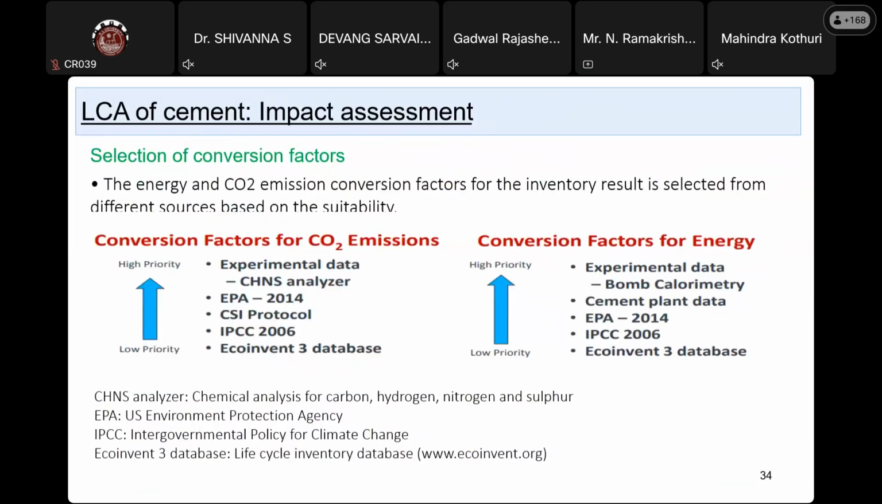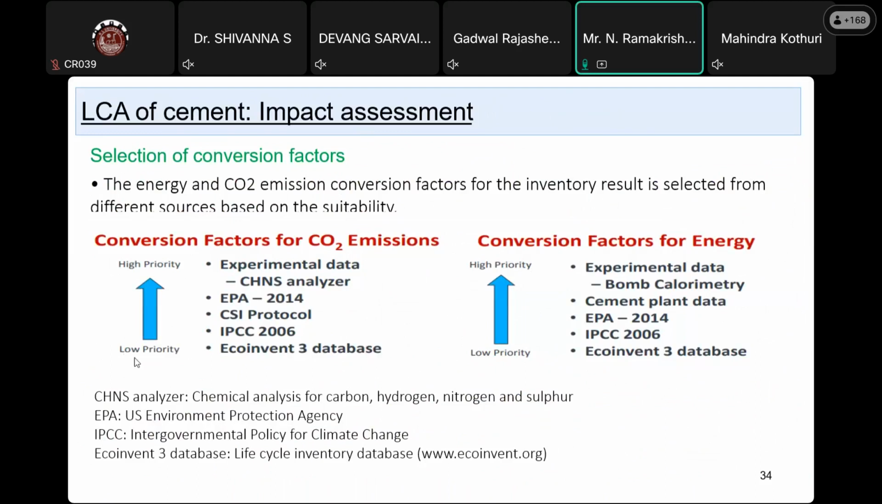Next, we are still in the life cycle assessment of cement, the impact assessment. You convert using some databases and data, even some software. They have obtained some conversion factors for CO2 emissions as well as for the energy consumed, that is, energy consumed and carbon dioxide emitted.